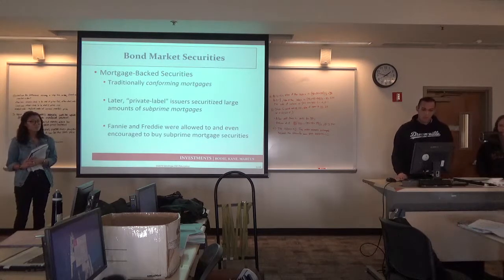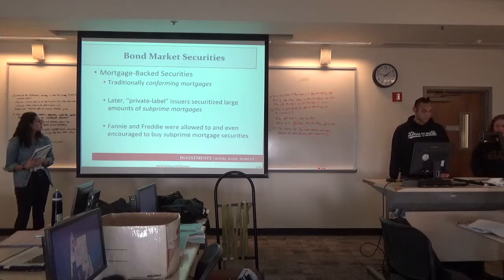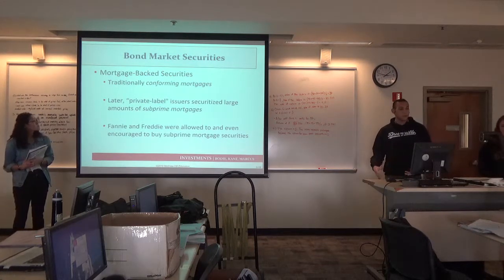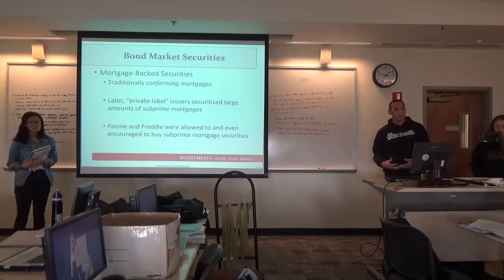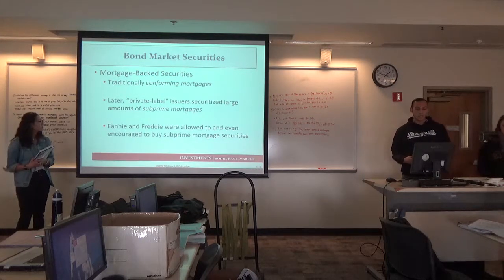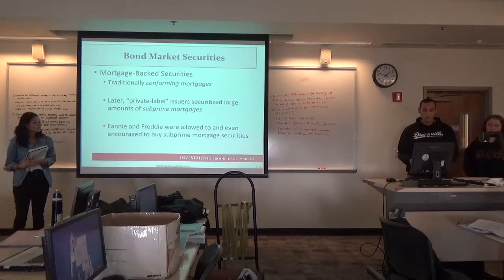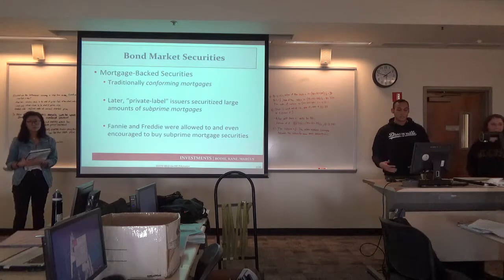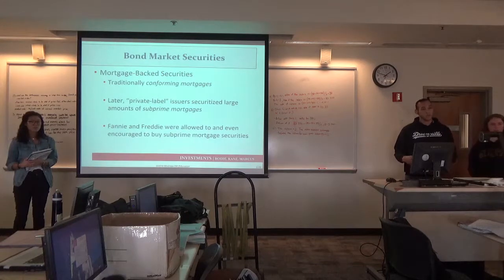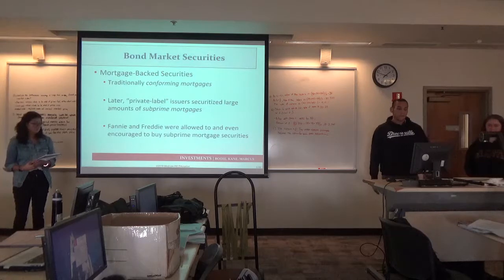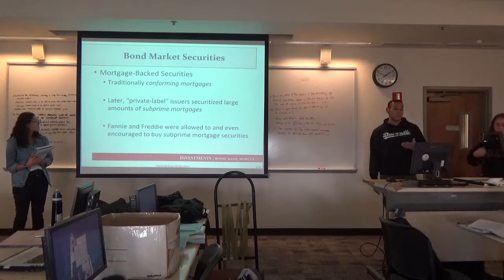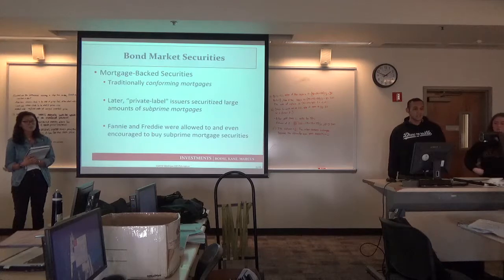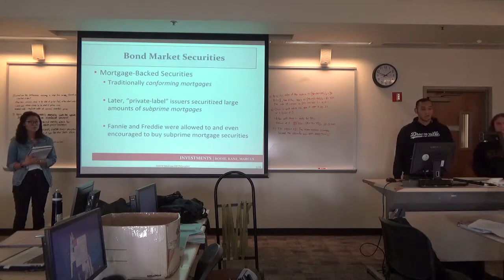So traditionally, mortgage-backed securities are set up with conforming mortgages, conforming meaning that you were at the right creditworthiness for your mortgage. Later, private label issuers also got in and started securitizing large amounts of subprime mortgages, where you weren't exactly at the right creditworthiness, and they carried a lot more risk. Fannie and Freddie were allowed and even encouraged to buy these subprime mortgage securities, which is in part what led to our huge financial crisis.